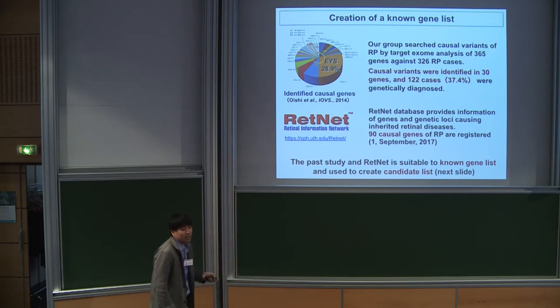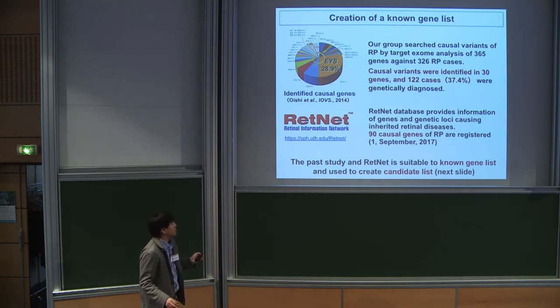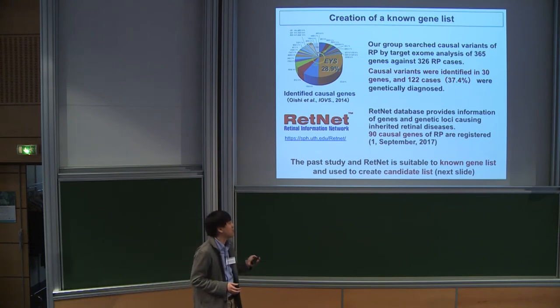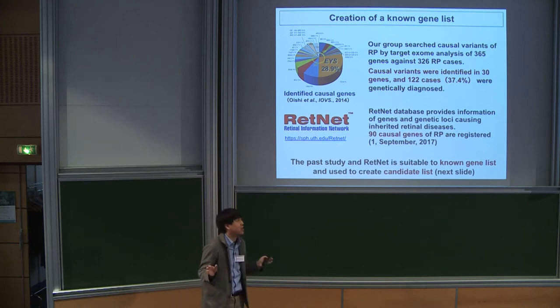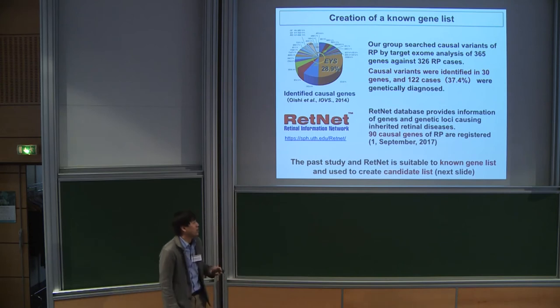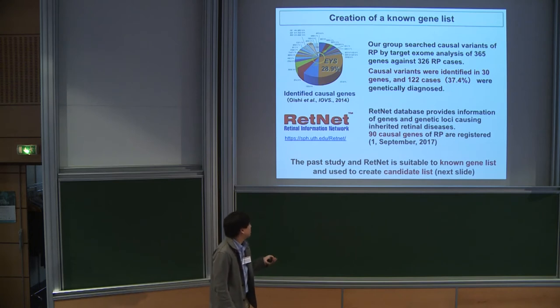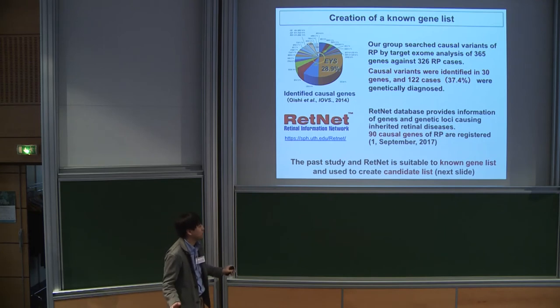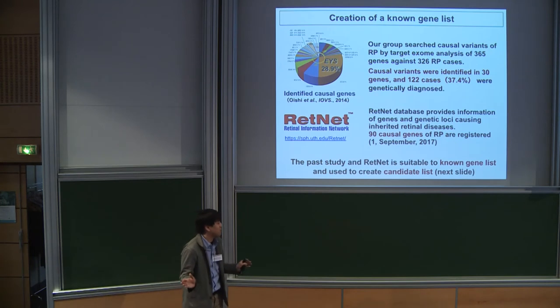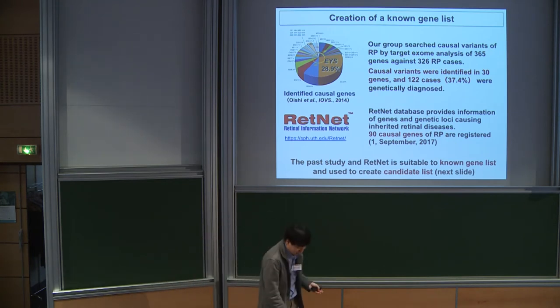And there is another source of information called the RetNet database. The RetNet database provides information on genes and genetic loci causing inherited retinal diseases. In the database, 90 causal genes of RP were registered as of September last year. This past study and the RetNet database are suitable as known gene lists and were used to create candidate lists. I will explain in the next slide.